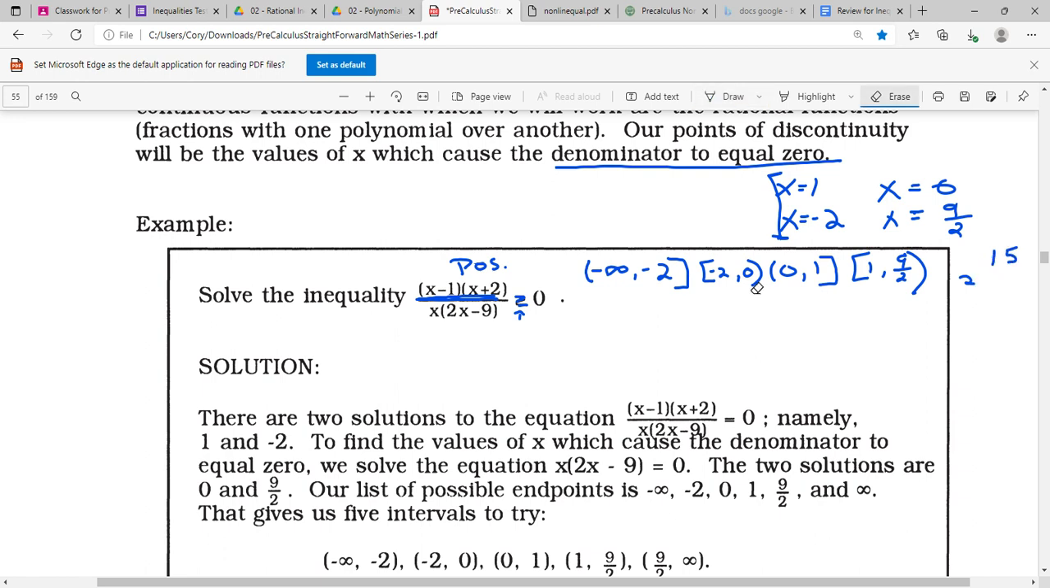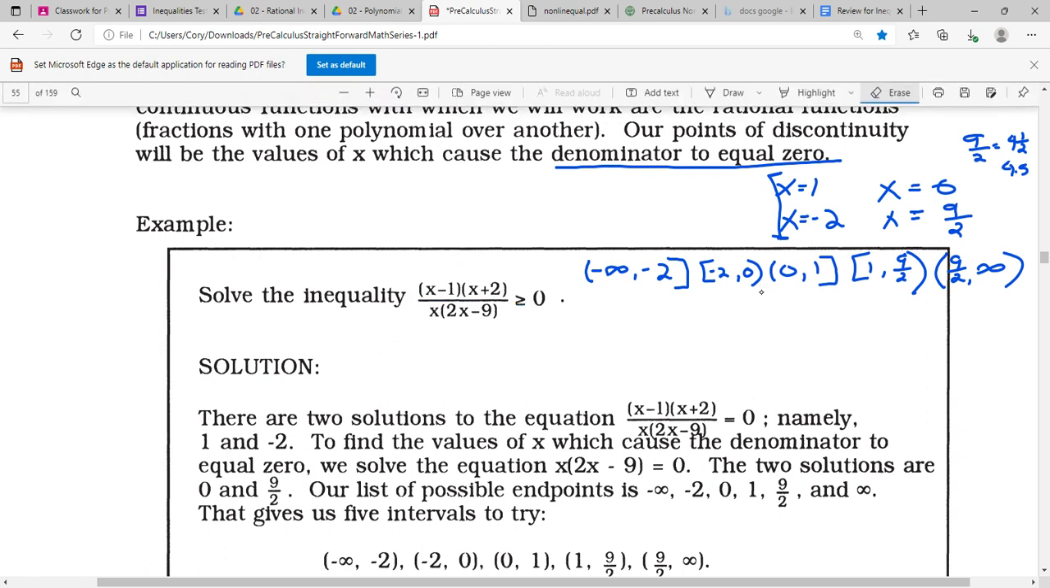So you could just kind of make a note to yourself: 9 over 2 is the same thing as 4.5. Okay, alright, so here's our intervals. Oh, we got one more: 9 over 2 to positive infinity. Okay, so now we're going to pick a number for each of these, and we're going to double check them to see if they fit into here and make this positive. So we just need positive values.